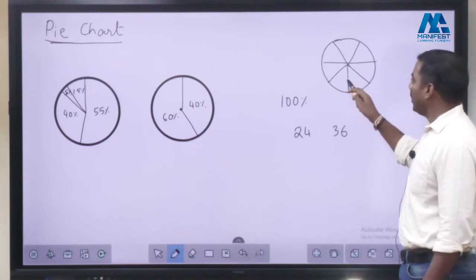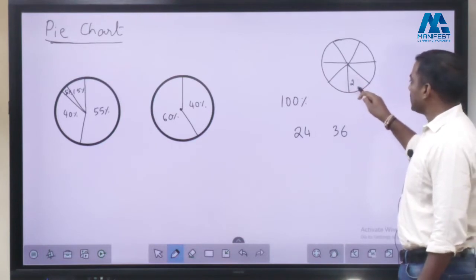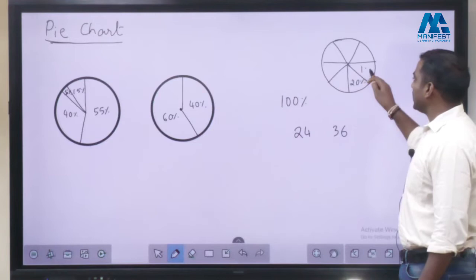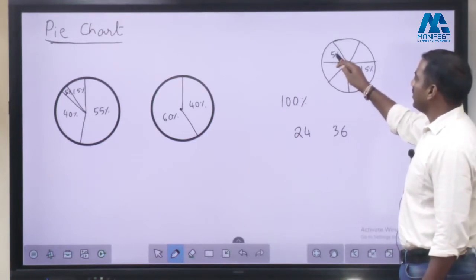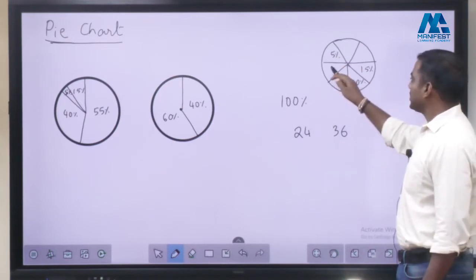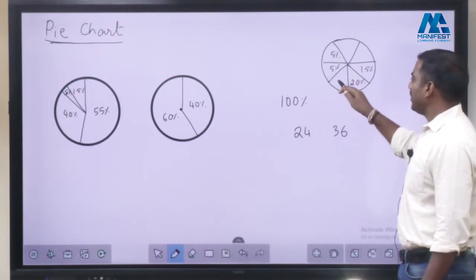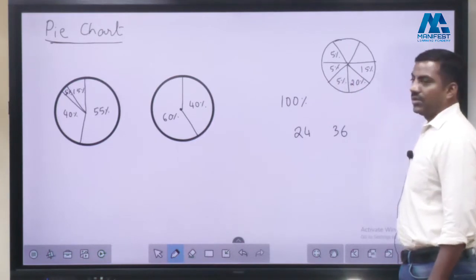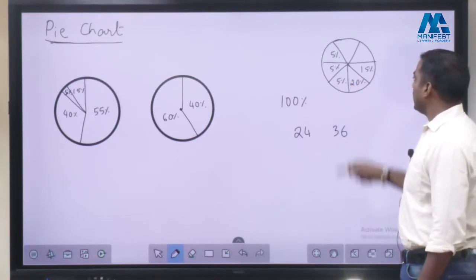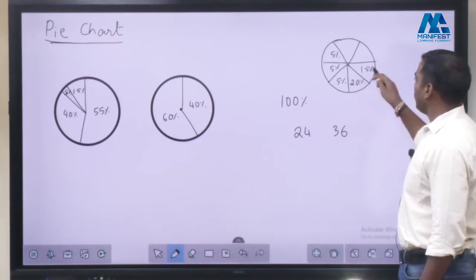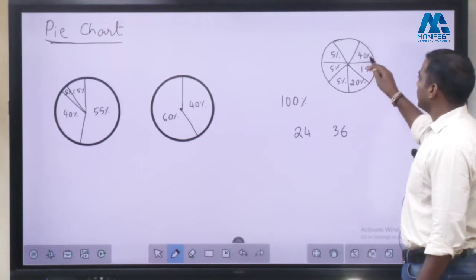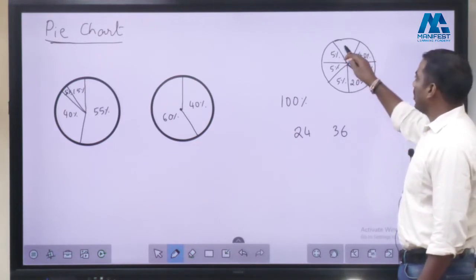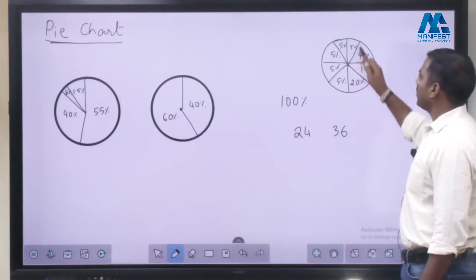So this is how, for example, a batsman has scored 20% here and 15% here and let's say 5% here and let's say 5% here and let's say 5% here. Then let's say around, so 15, 15, 30, 20. So here around 40%. Then around 10%, let's say 5% here and 5% here.